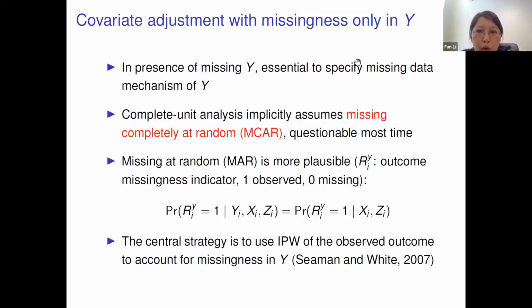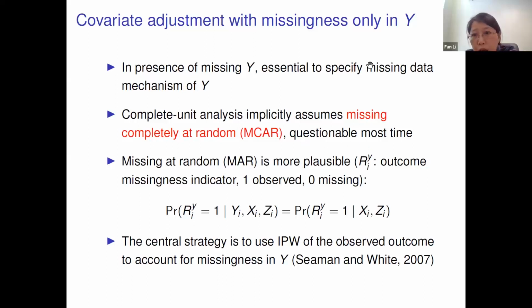What if you have missingness only in Y? Things become much trickier here. When you have missing Y, you essentially need to specify the missing data mechanism of Y. This is very different from X. We know that missing completely at random usually doesn't make too much sense. That's actually precisely what complete unit study implicitly assumes, but this is really questionable most of the time. So missing at random is more plausible.